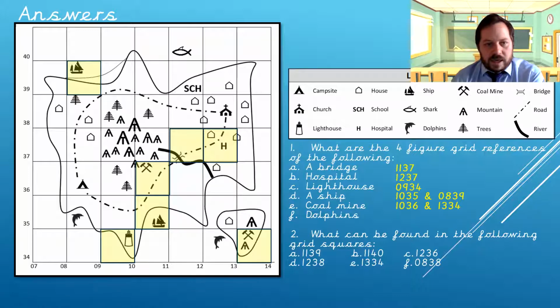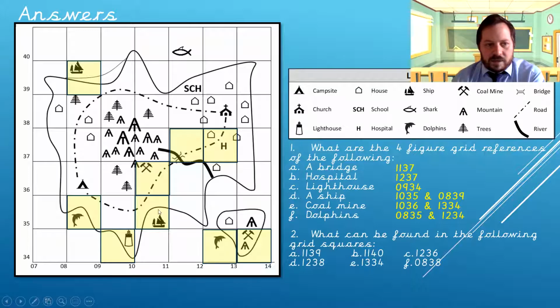And then dolphins, again, we've got two dolphins. We've got one down here and one here. So we can have either one of those two boxes, which was 08, because remember we go to this corner here, 0835 or 1234. And then we're looking at what's found in the grid references.